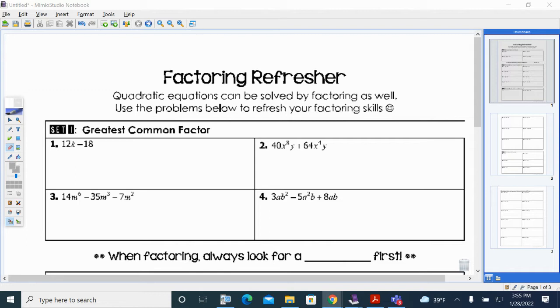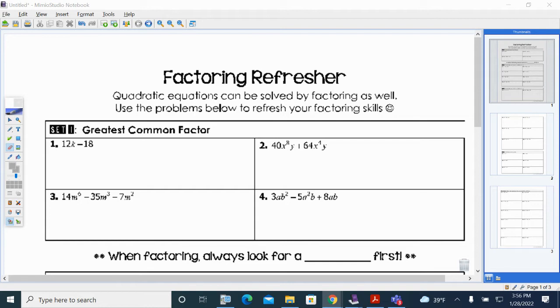Question number one says 12k minus 18. When we look at these two terms, and this is a binomial, what we're trying to figure out is, is there anything that will divide evenly into both of those? Because that would be my greatest common factor. We're looking for the largest number that divides evenly. 2 divides evenly, and 3 divides evenly. But so does 6. 6 would be the greatest common factor.